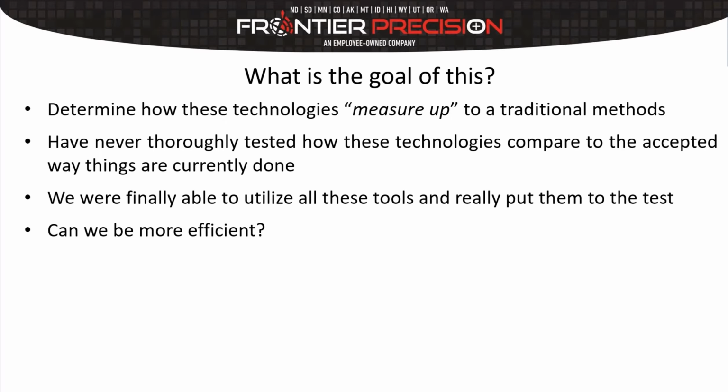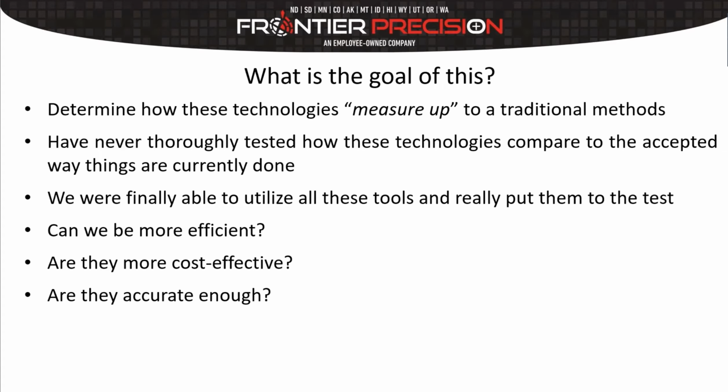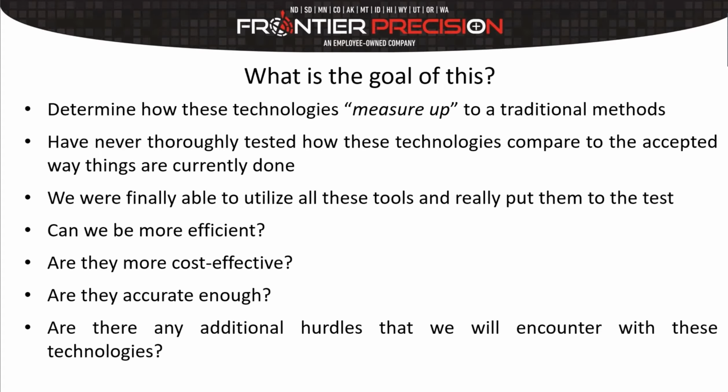So we want to answer some questions. First one would be, can we be more efficient in how we do things? Are there more cost-effective methods of collecting and producing data with these sensors? Are they accurate enough for what we're trying to do or the situation that we're working in? And then are there any additional hurdles or things that we will encounter with these technologies? And we definitely had a few bumps in the road, and that's valuable information as well, because it's kind of those things that you don't really know until you get into it, that you're going to have to deal with.